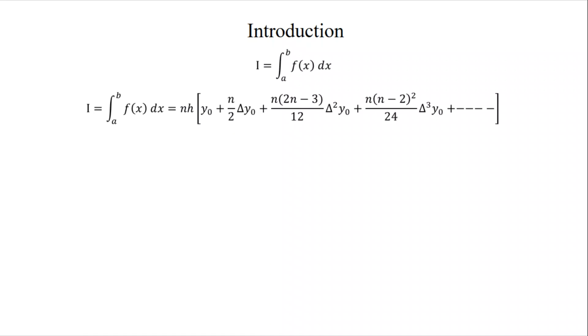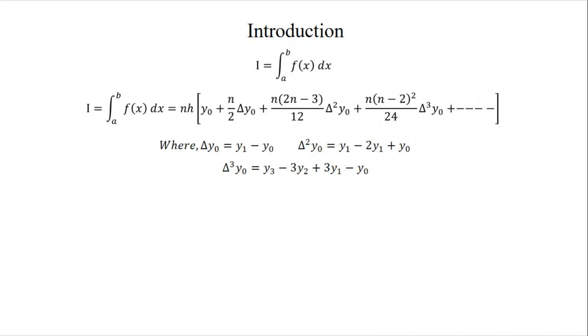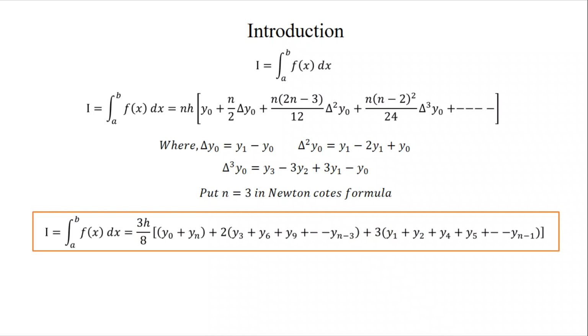Apply the Newton forward interpolation to this and we get the formula nh into bracket y0 plus n by 2 delta y0 plus n into 2n minus 3 upon 12 delta square y0 up to the nth term. Here delta y0 is equal to y1 minus y0, delta square y0 is equal to y2 minus 2y1 plus y0, delta cube y0 is equal to y3 minus 3y2 plus 3y1 minus y0. So put n equal to 3 in the Newton Cotes formula. This is called the Newton Cotes formula.